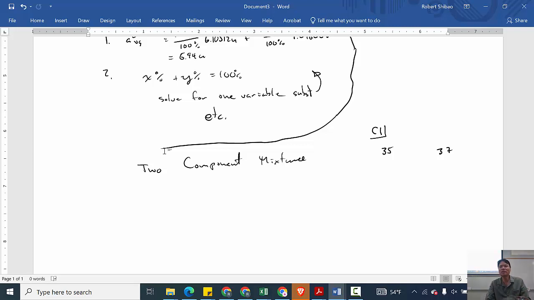And so that's what we do here. I just set up a simple number scale. And so this is the graphical method. Quite simplified. Let's say I'm going to go with 100% 37. That means if I have 100% 37, what is my percent 35? And what is my percent 37? And how much does it weigh?